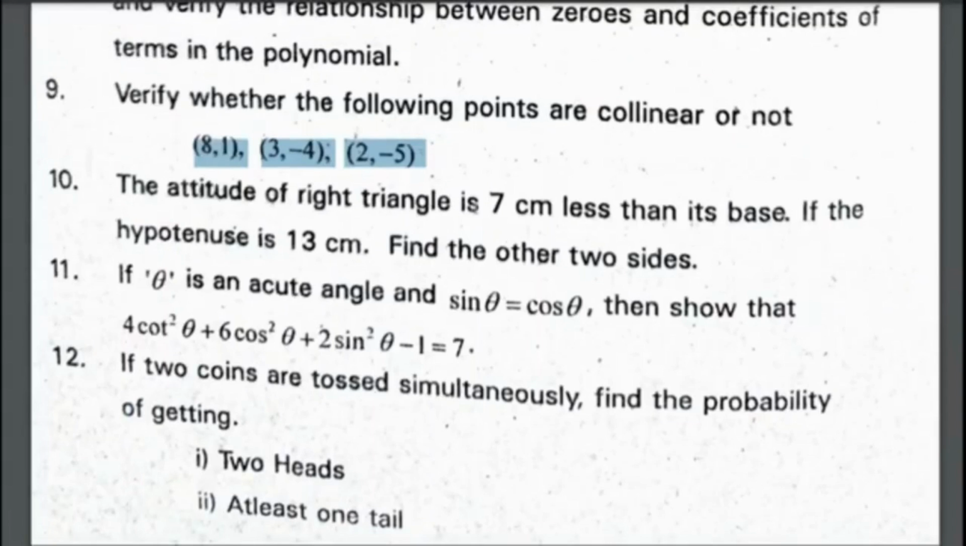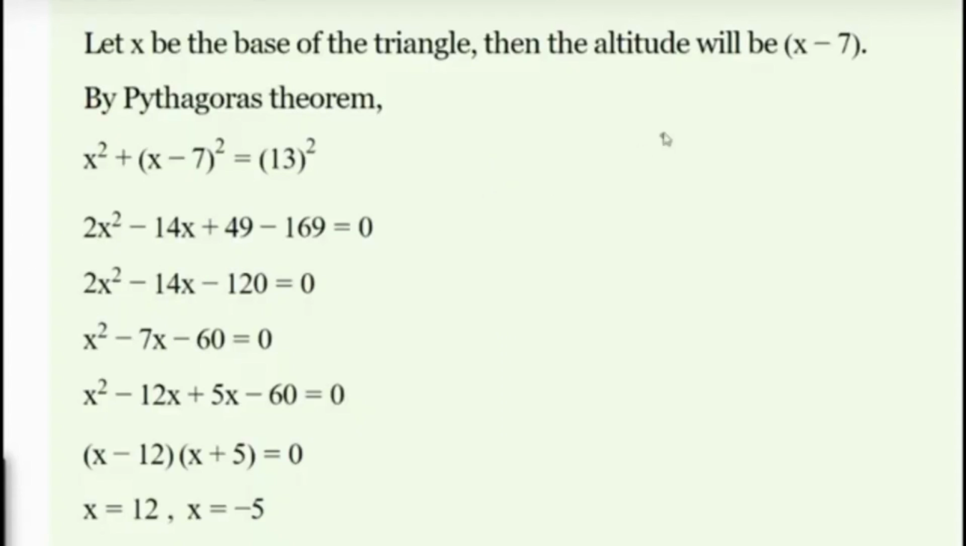The altitude of a right angle triangle is 7 centimeters less than its base. If the hypotenuse is 13, find the other two sides. We don't know the base of the triangle. Let us take the base of the triangle as x. The altitude is 7 less than the base, so it will be x minus 7. Altitude means height. So if I take the triangle as ABC, base is x, altitude will be x minus 7, hypotenuse is given as 13.